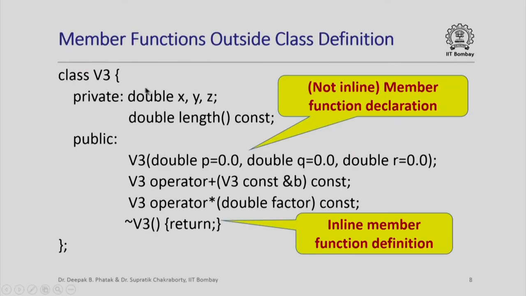So, here is how we might do it. Here is the same class V3, the same private data member, but note that this member function is not defined here. I have not stated what exactly this member function does. I have just declared it. Similarly, this member function, which is actually a constructor function, has also not been defined here. It has simply been declared here.